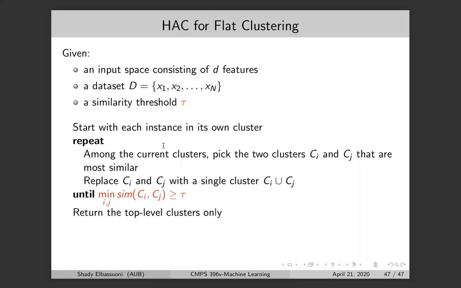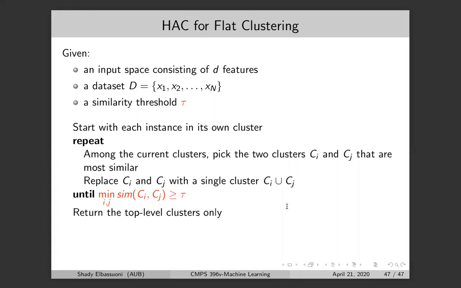So what do I do? I start with every instance in its own cluster, and then among the current clusters, pick the 2 clusters that are the most similar, similar to hierarchical clustering, and replace Ci and Cj with a single cluster. I keep repeating this, but not indefinitely until all the data is in one cluster, but until the similarity between every pair of clusters is less than some threshold. So I cannot find any 2 clusters that are close enough. I keep merging until no 2 clusters in my data set are close enough to merge based on the threshold tau.